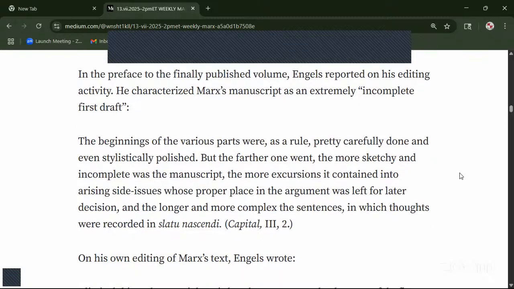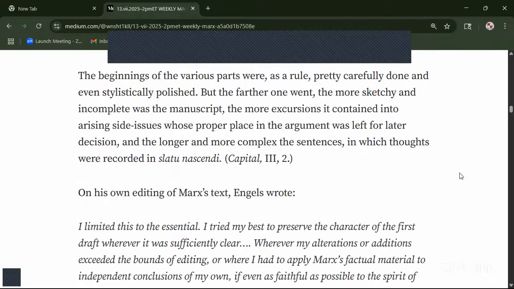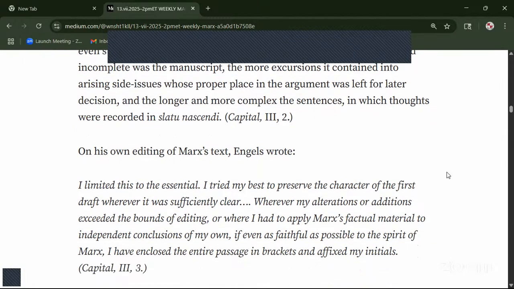On his own editing of Marx's text, Engels wrote, "I limited this to the essential. I tried my best to preserve the character of the first draft wherever it was sufficiently clear, wherever my alterations or additions exceeded the bounds of editing, or where I had to apply Marx's factual material to independent conclusions of my own, if even as faithful as possible to the spirit of Marx. I have enclosed the entire passage in brackets and affixed my initials."